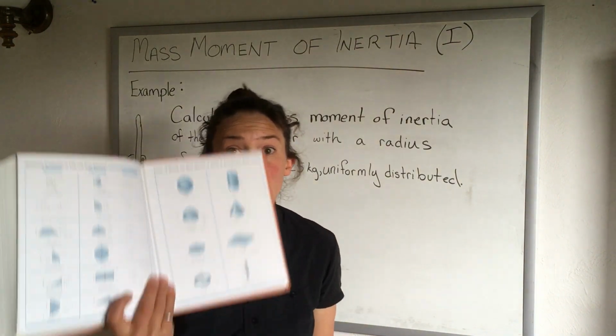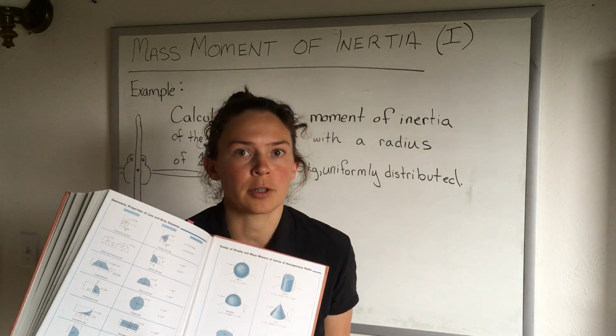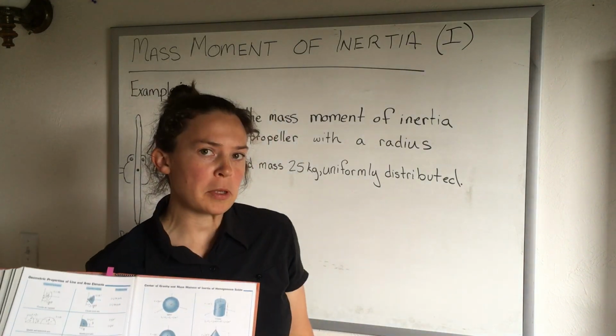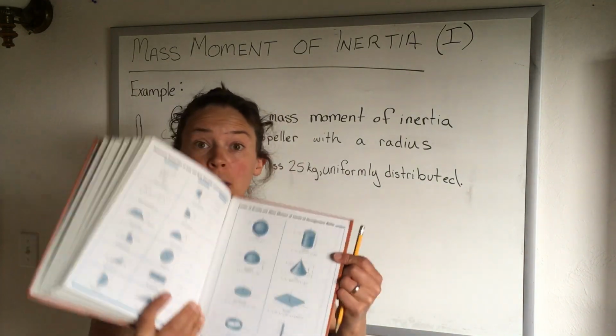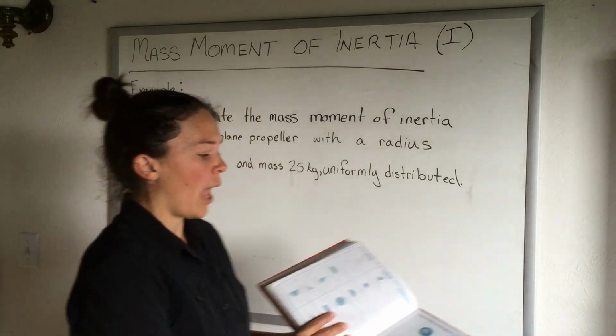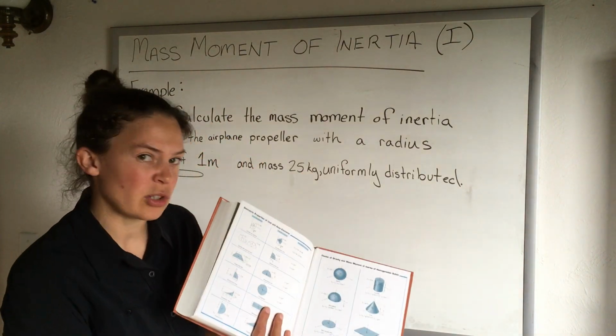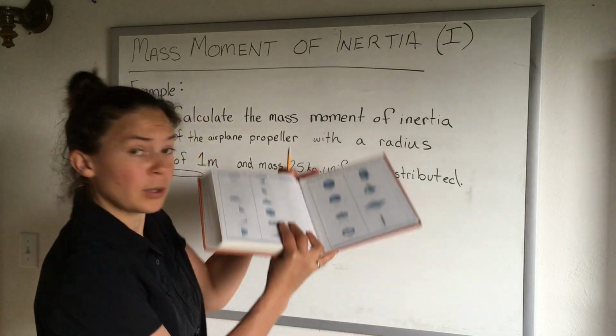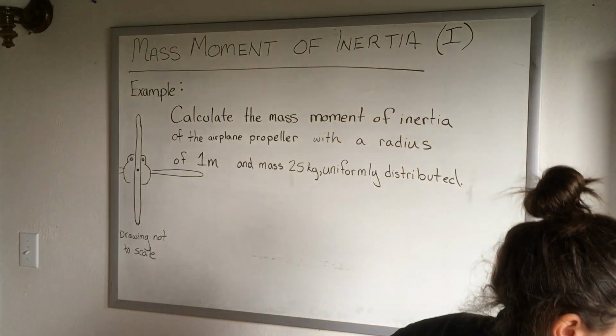I'm going to talk about how to use these tables of mass moments of inertia. So find one, pull one up on the internet, download one, pull out your textbook so we can all look at this together. To demonstrate this, I'm going to do an example at the same time. So pull out your table and let's talk about this example.